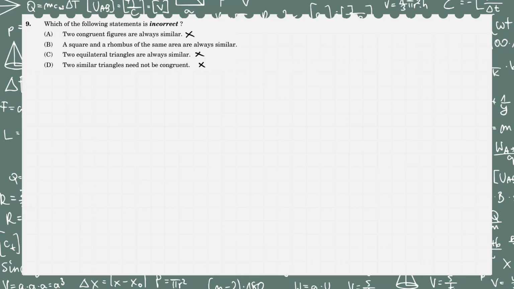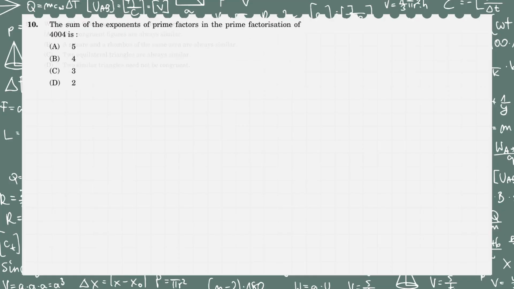Only when the angles are matching can we consider the similarity. When the angles won't even match, we can't even think about the similarity. So B is the false statement. That is what we are looking for. So option B is the correct answer. Okay, so let us move on to the next sum.